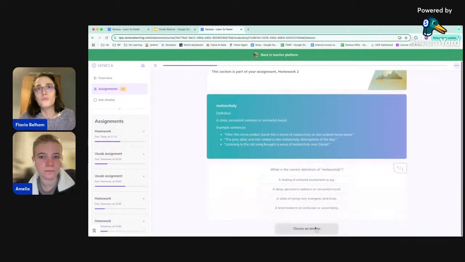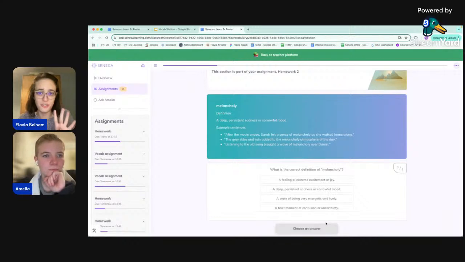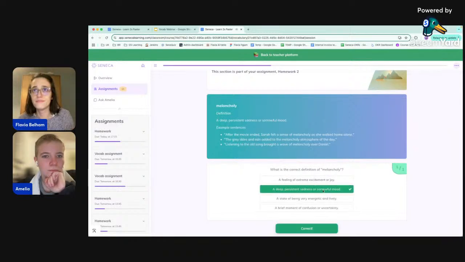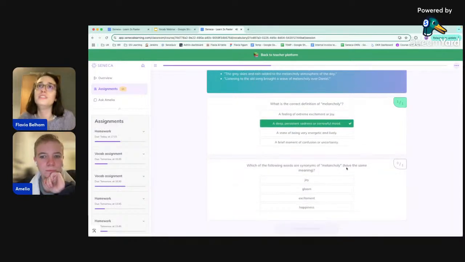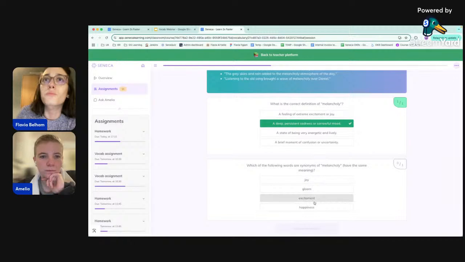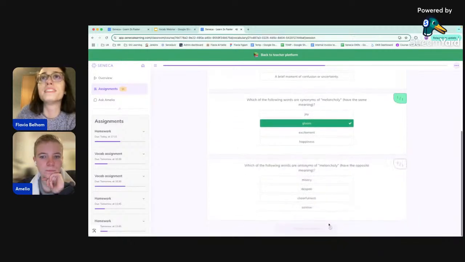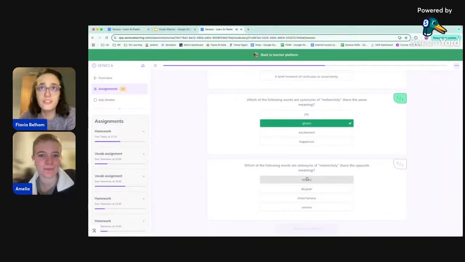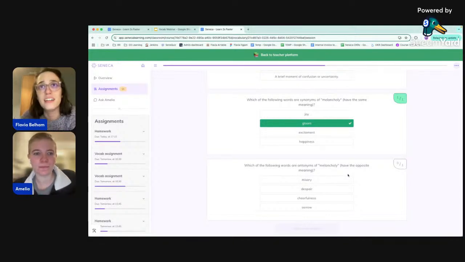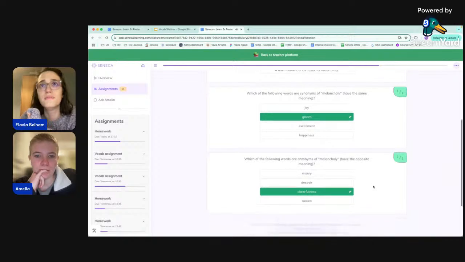Then we will continue and we'll have 3, 4 different types of questions that students will have to answer here. The first one is the definition. So what is the definition of that word that they just learned? Then they will see a synonym question. So what words are synonyms of that word that they just learned? And it will be gloom in this case. Then they will see antonym questions. So what words are antonyms of that word? And in this case, it would be yes.